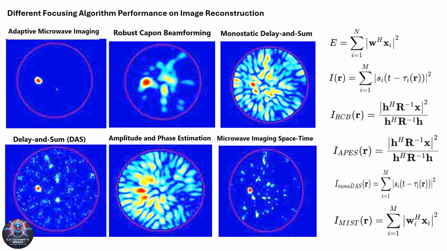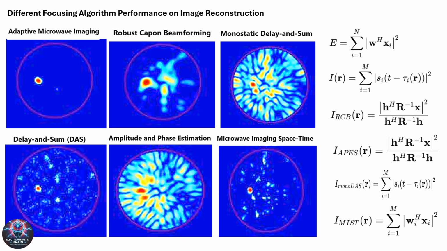Lastly, we have microwave imaging spacetime, MIST, which applies spacetime beamforming to process signals. While it offers some interference suppression, it results in lower resolution and higher clutter compared to the adaptive methods. The intensity formula here is I-MIST, with W representing the weight vector and x_i the received signal. As you can see, the MIST method provides the least clear image, with significant clutter making target detection more challenging.